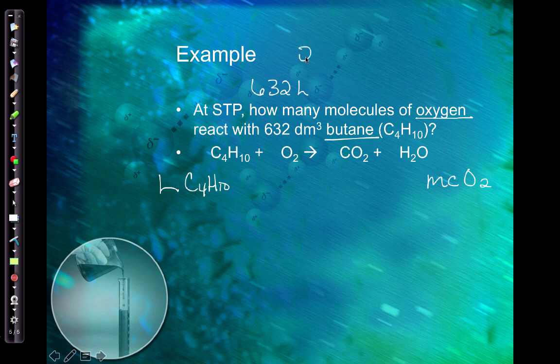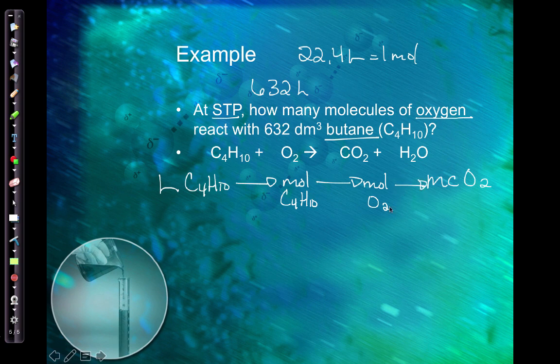So I know that there are 22.4 liters for every 1 mole of a gas at STP. So I'm going to use that information to go to moles of what I have. Then at this point I can go to moles of what I want, which is oxygen. I'm going to use the mole ratio to do that. And then I can go to molecules. So I have 632 decimeters cubed, or liters, of my butane. And then I want to go to moles of butane. And remember, you can only use this number if it's a gas and at STP. So 1 mole is equal to 22.4 liters.